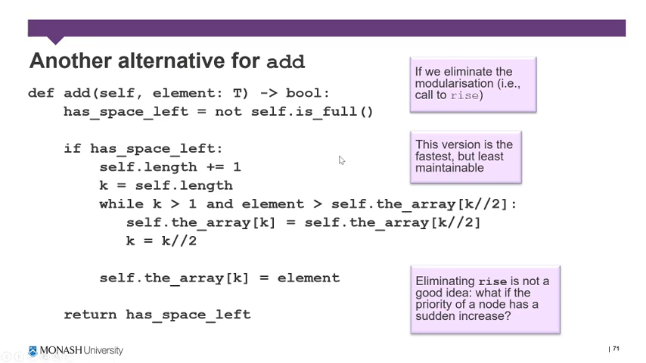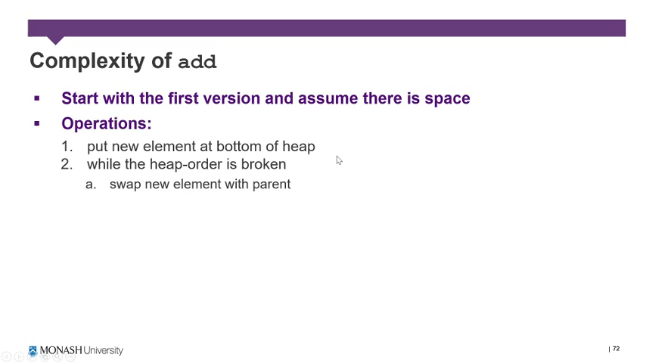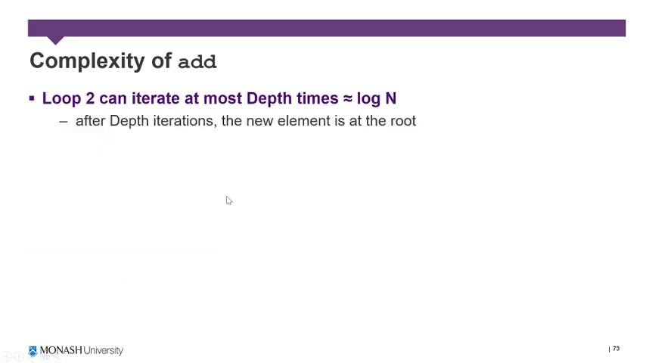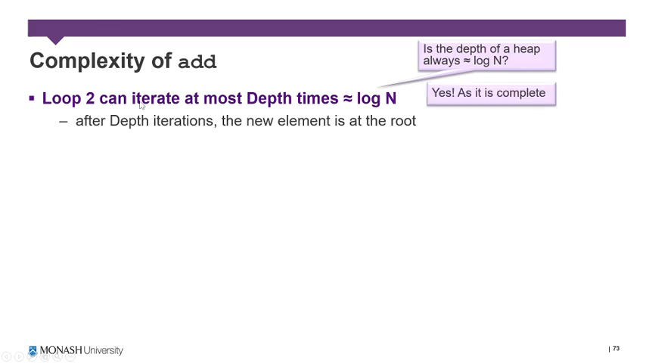So the complexity of add: start with the first version and assume there is space. We put an element at the bottom, and while the heap order is broken, we swap the new element with the parent. The first step is done in O(1). And we have to compare each element, but the swap is done in O(1) time. So let's consider how many times the loop can iterate. The loop can iterate at most the depth times, which is log n. After depth iterations, the new node is at the root. And remember that it's complete, so that's why we can guarantee that the depth will be equal to log n.